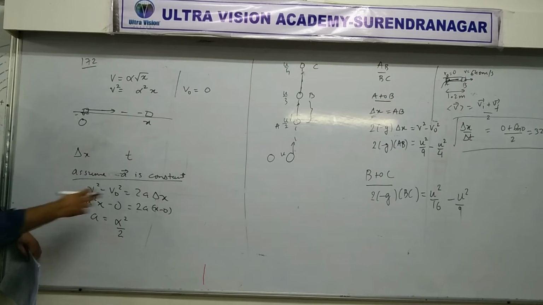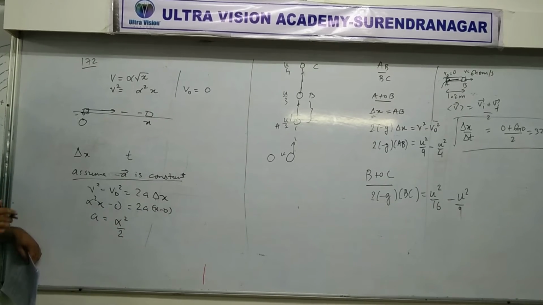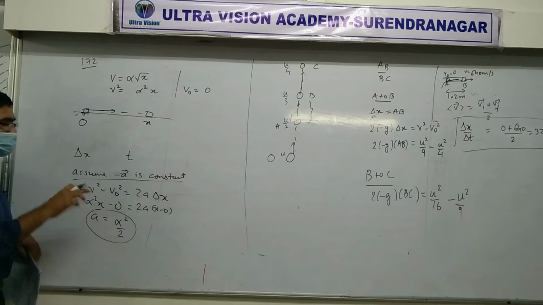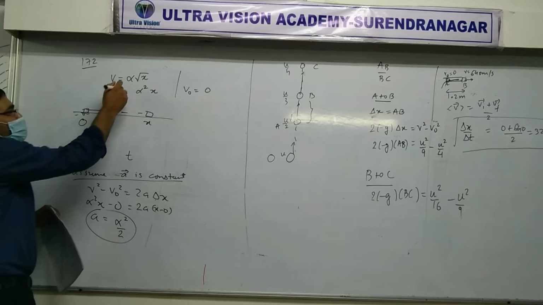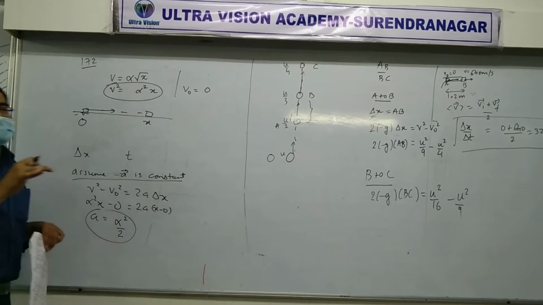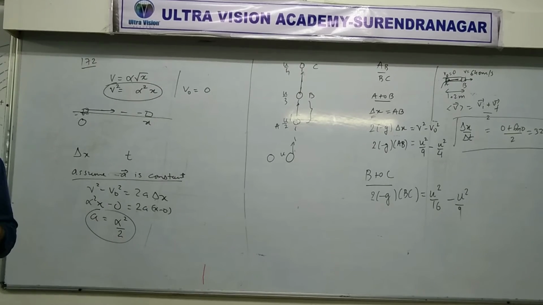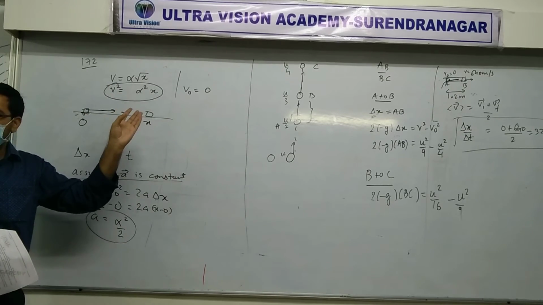Solve it, x cancelled. A is equal to alpha square by 2. Would this be a constant? Check. Is alpha a constant or not? Yes. So a will also be a constant. So what I mean to say is that this format of velocity square indicates that the motion has uniform acceleration.